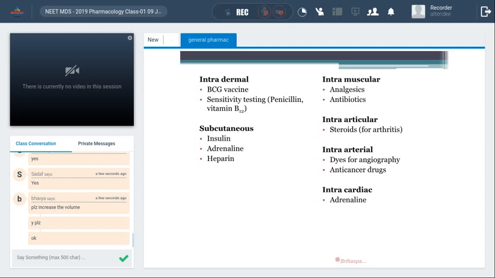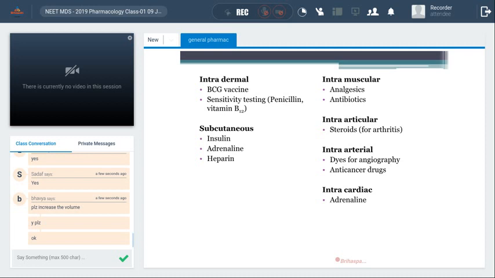BCG vaccination and sensitivity testing. Then subcutaneous, the most popular one, as you all know, is insulin. Insulin is given by the subcutaneous route routinely. The other route which is used in emergencies is intravenous. That's it. We don't choose any other route for insulin. So for everyday treatment, we ask the patient to take it subcutaneously, otherwise IV. Then we have heparin also. Heparin is an anticoagulant which is given routinely by the subcutaneous route. In emergencies, we give it by the IV route. We also have adrenaline, which can be given by the subcutaneous route. So insulin, heparin, and adrenaline are given by the subcutaneous route.